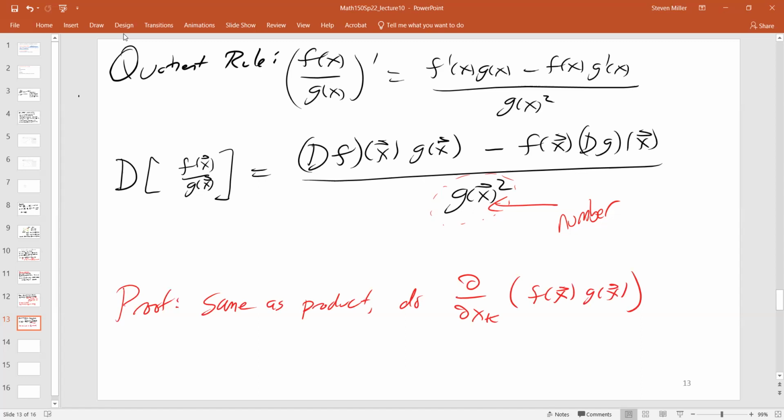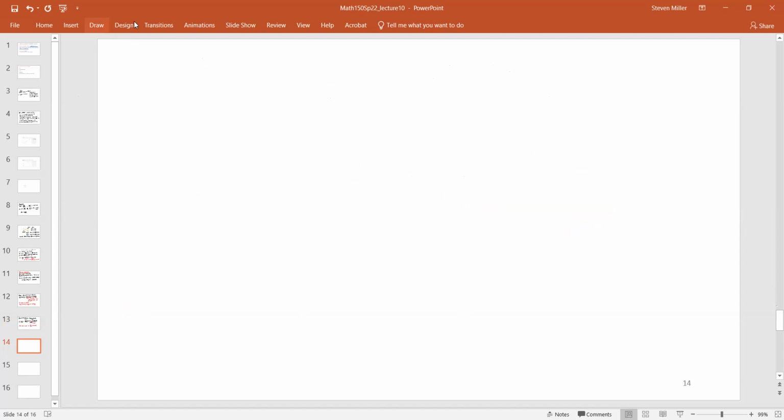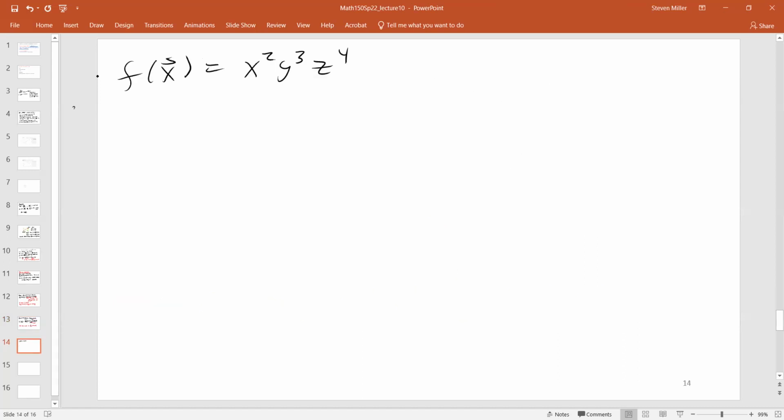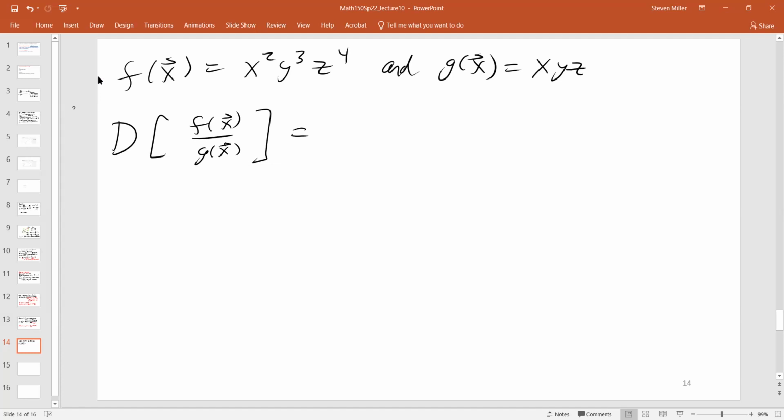Okay. So let's do some examples. So let's say I give you f of x, y, z is x squared y cubed z to the fourth. And let's say g of x is going to be x, y, z. I want to find the derivative of f of x over g of x. So what formula should I use?